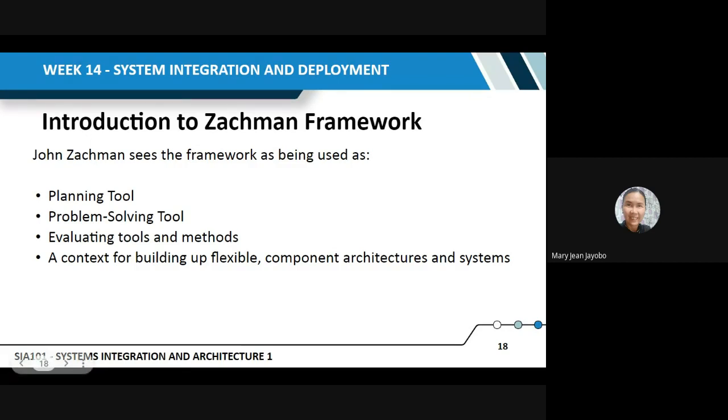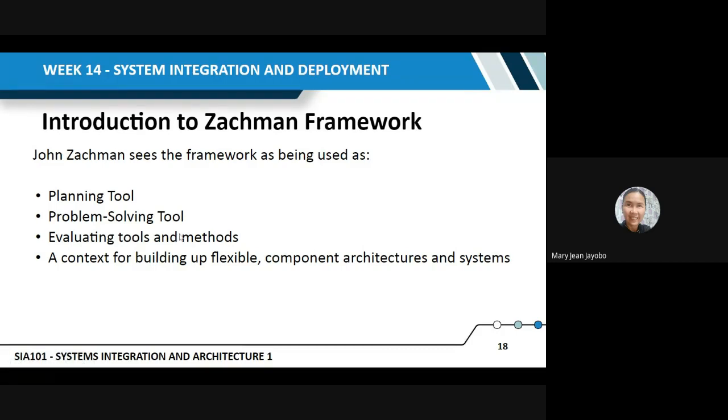And it is not just restricted to information about architecture. Pwede rin sa iba gamitin. Hindi lang siya sa architecture or sa IT. Pwede rin i-apply yan sa ibang scenarios or activities. Okay, so John Zachman sees the framework as being used as a planning tool. So pwede yan, no? Helps you position issues and make informed choices. Kasi nakikita mo 'di ba? Problem-solving tool, pwede rin siya.